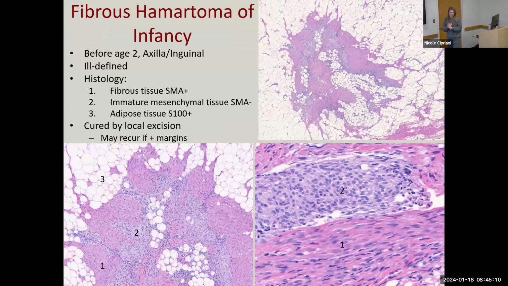It occurs in young kids, generally in the axilla and groin areas, and has this triphasic component. It has longer, more eosinophilic fascicles of fibrous tissue that are SMA positive. It has islands of more plump, round, immature mesenchymal tissue that are SMA negative, and it has fat. It's all thought to be part of the lesion. Generally this is cured by excision, so it's a good diagnosis to make in a kid, and it's very characteristic morphologically with this triphasic pattern.